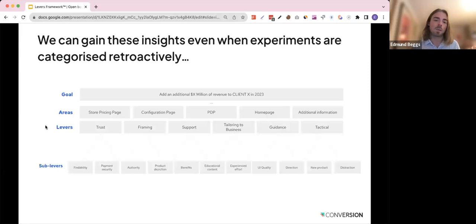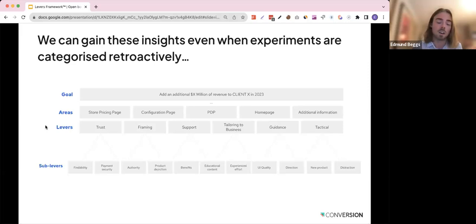And one really important thing when we're talking about taking up the levers framework for an existing CRO program is that we've seen real success retroactively recategorizing experiments under the levers framework. So taking the old ways that we were describing our independent variables and reinterpreting them under the levers framework to achieve some real impact.